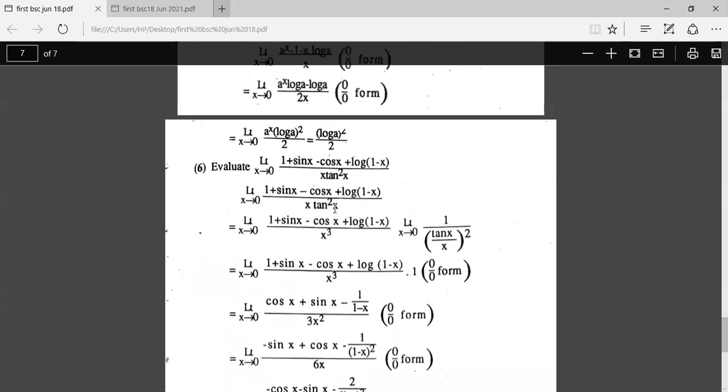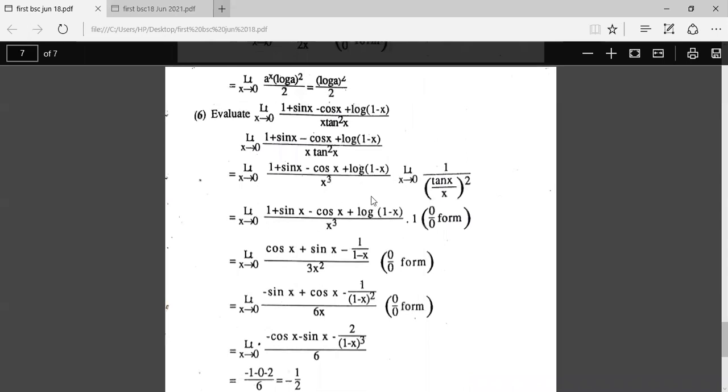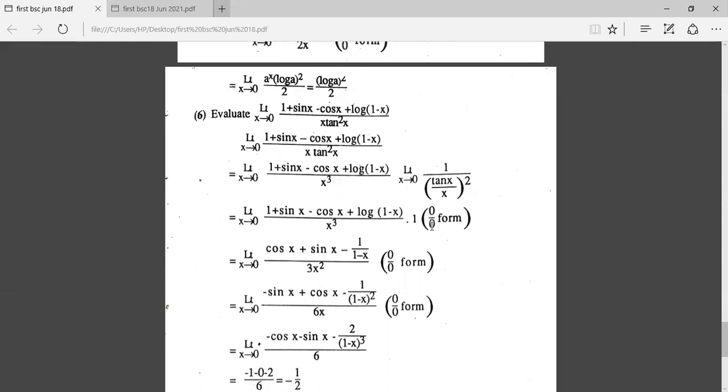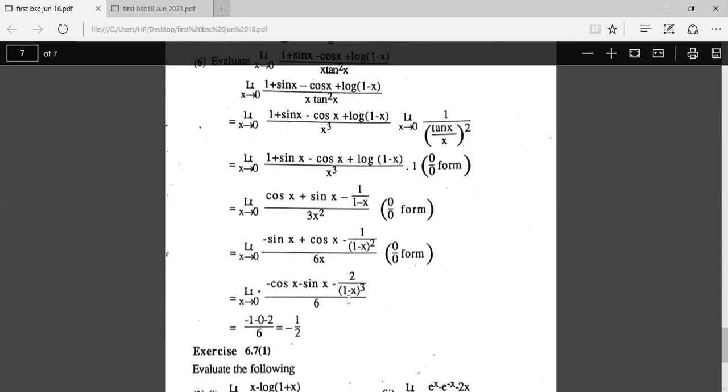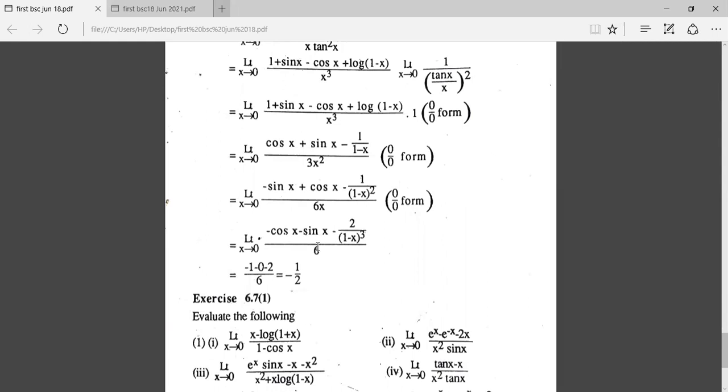So here, after a certain stage, L'Hospital rule ends. It has many stages. In all these stages, first you have to substitute x equals 0 and check whether it is of 0 by 0 form. If it is of 0 by 0 form, then you have to use L'Hospital rule. The use of L'Hospital rule is you have to differentiate the numerator, and next differentiate the denominator, and then substitute x equals 0 again. Again, if it is of 0 by 0 form, you have to use L'Hospital rule repeatedly. Ultimately, you will get the finite value.